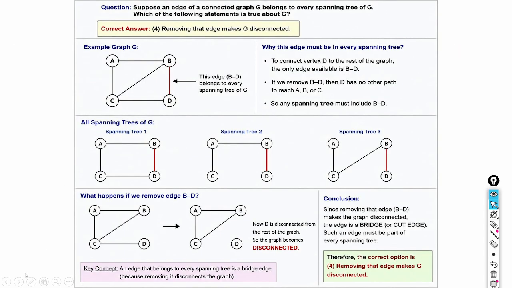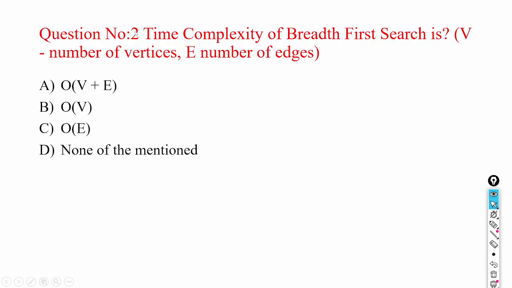Moving to the next question. Question number 2. Time complexity of breadth first search is what? Here, V is the number of vertices, and E is the number of edges.